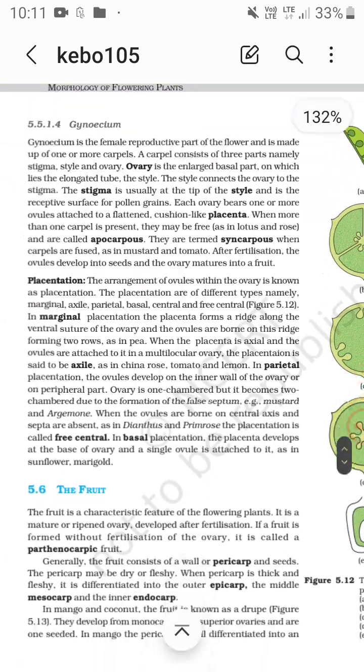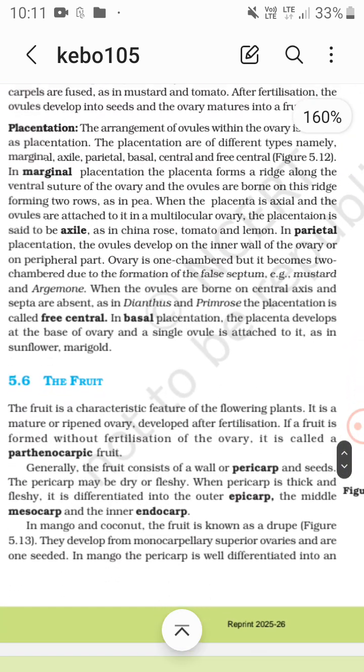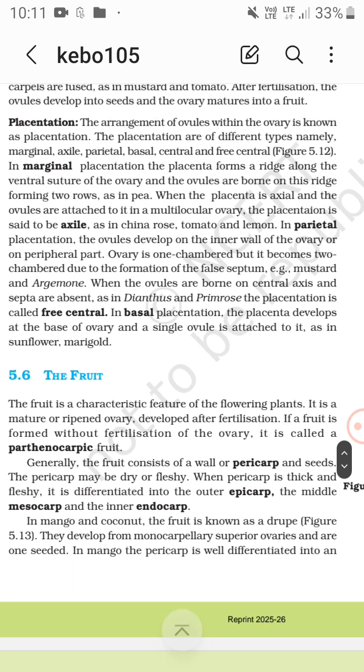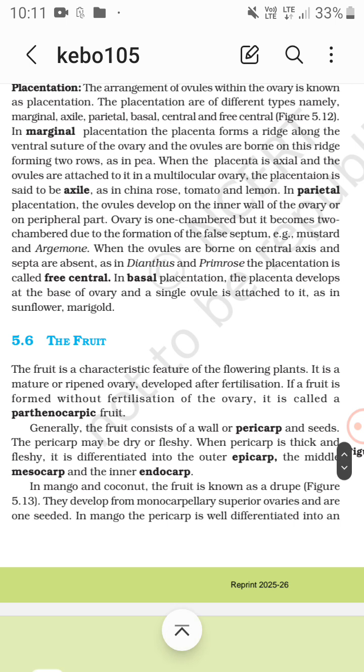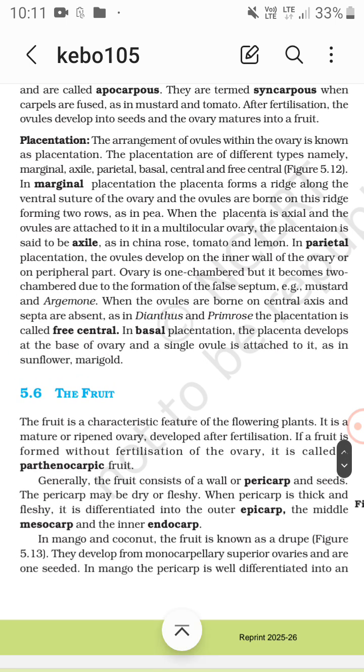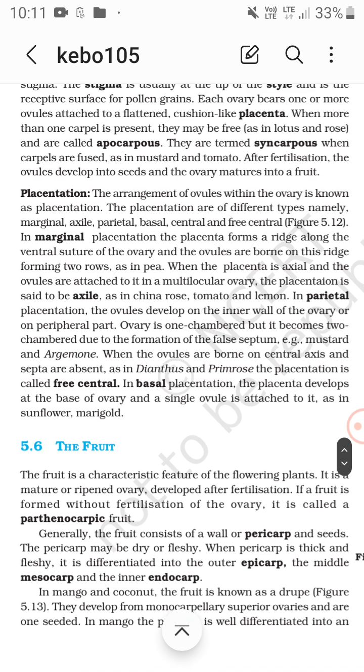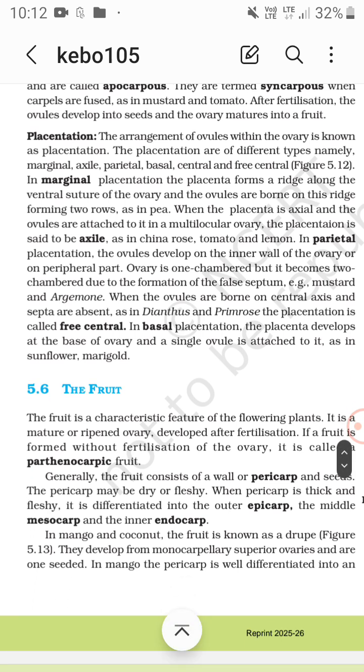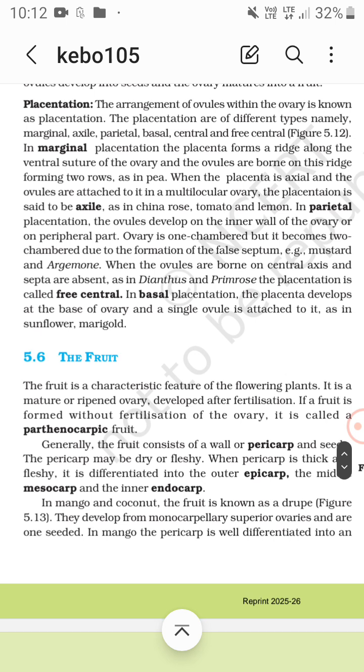Now types of placentation: there is marginal placentation, axial placentation, parietal placentation, free central placentation, and basal placentation. So marginal placentation, example in pea, and then axial placentation in China rose, tomato and lemon. Parietal placentation in mustard and argemone, and free central placentation in dianthus and primrose. Basal placentation in sunflower and marigold.